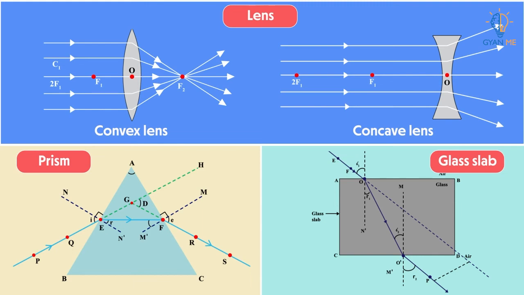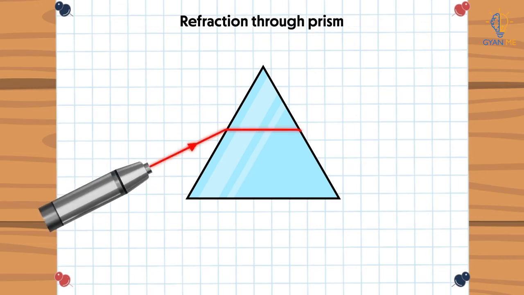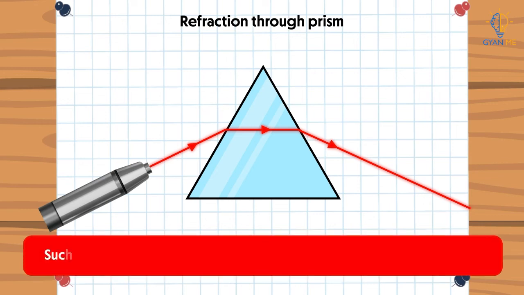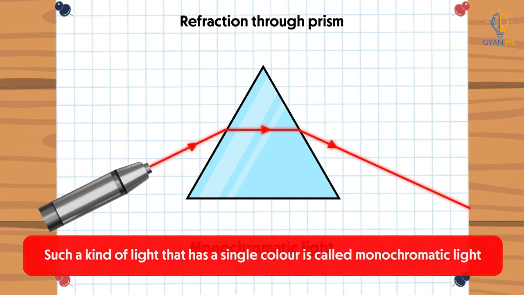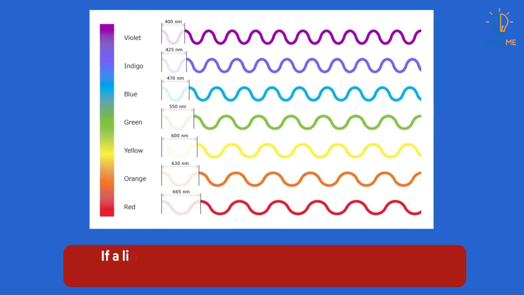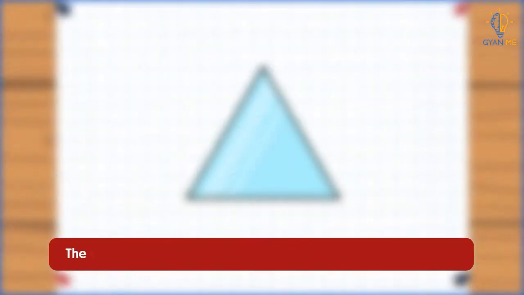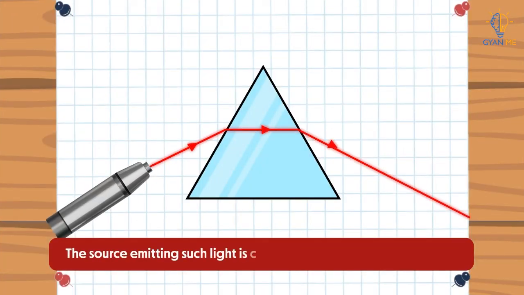So let's see another concept. Now in this experiment, students, while talking about refraction through a prism, we used laser light, which was red in color, isn't it? Yes. Such a kind of light that has a single color is called monochromatic light. Mono means one and chroma means color. Thus, if a light is of one color or has a constant wavelength, then such a light is called monochromatic light. And the source emitting such light is called a monochromatic light source.